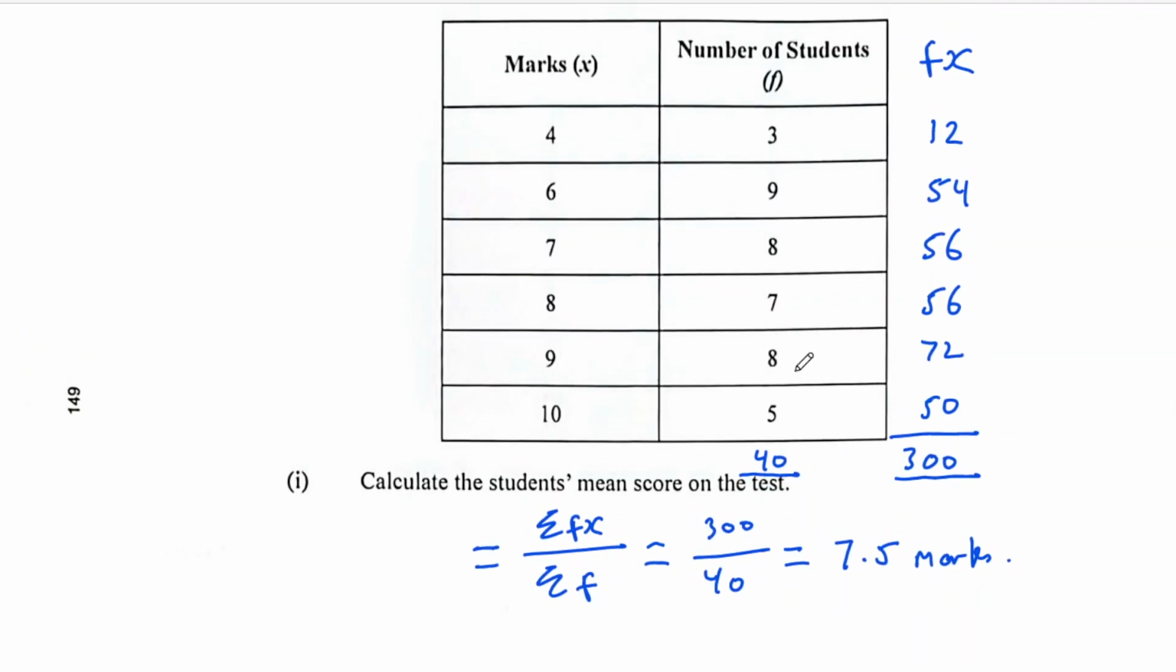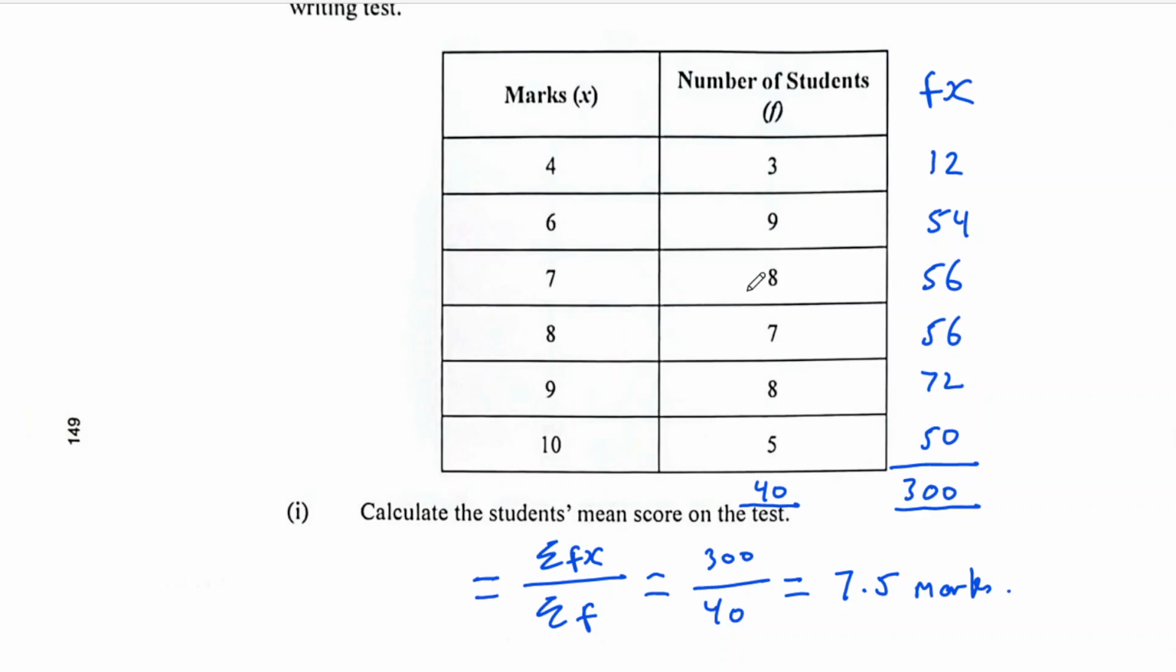The modal mark would be the mark that has the highest frequency, right? So always come to your frequency column first and look, what is the highest frequency here? 9. 9 is the highest frequency. So therefore the modal mark would be what this 9 is referring to. This 9 refers to 6 marks. It means it had the 6 marks occurring 9 times. So our modal mark would be 6.